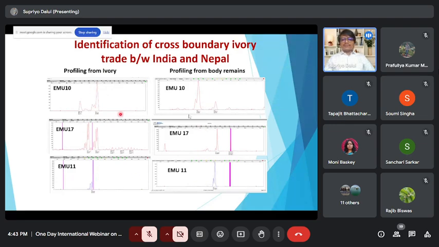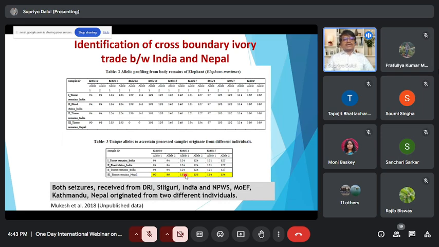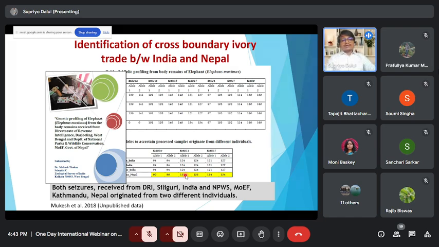If you see, in different markers the genetic profiles are not the same. In these three markers, you can see clearly that the genetic profiles are not matching for these two individuals, or these two samples. Based on this analysis, we concluded that both seizures, received from Siliguri and Nepal, are of different origin. So it was not the same individual that was killed in Nepal and whose ivory was received in Siliguri.